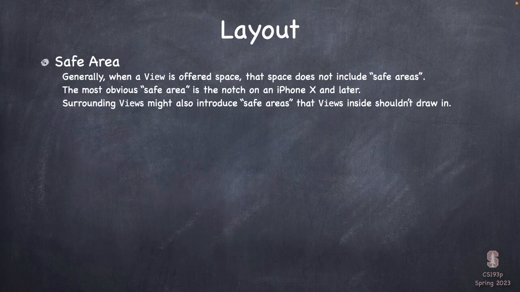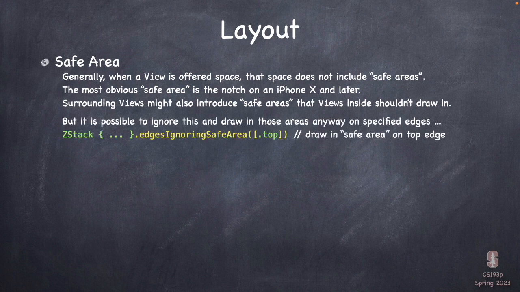That safe area thing, that's the notch, all those things. Another way you can ignore the safe area is with the view modifier edgesIgnoringSafeArea top. And that'll make it so that ZStack will draw outside of the space offered to it on the top, into a safe area like the notch. It's not just the notch, by the way. Sometimes you're put in a navigation view on a phone, and you can hit the back button to go back. Well, where that back button is at the top of the screen, that's a safe area for the views inside of it.